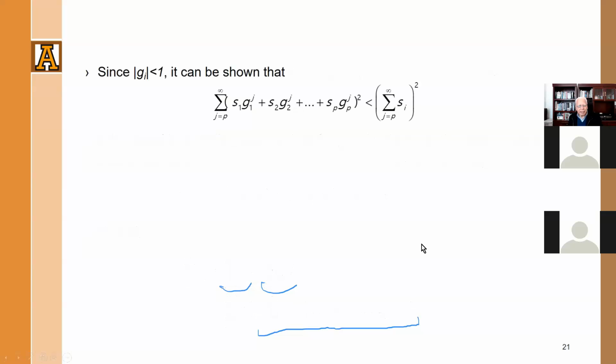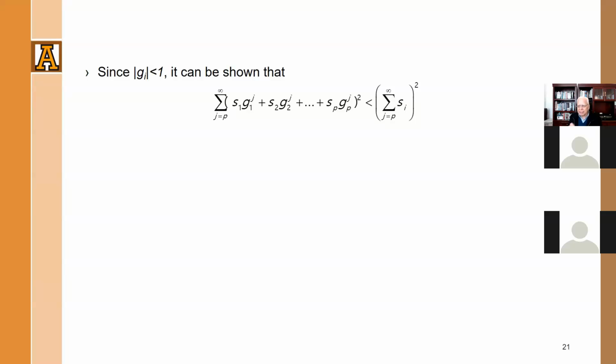And then if G sub I is less than 1 in absolute value, that is, if we're talking about a stationary process, so that the roots of the polynomial are greater than 1, okay? The roots of the polynomial are greater than or equal to 1, so outside the unit circle. Then the infinite sum of these things will converge, okay? This infinite sum will be bounded by the sum of the SIs from J equal to P to infinity, okay? That will be bounded for these things squared. So there's a bound to this.